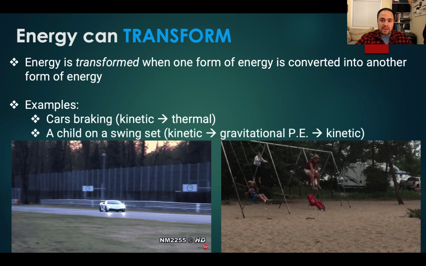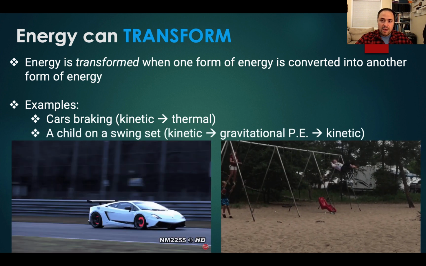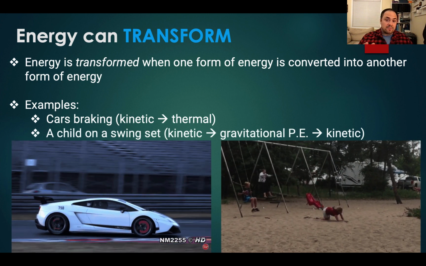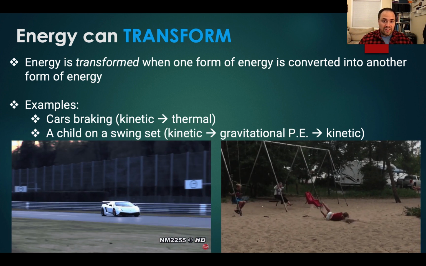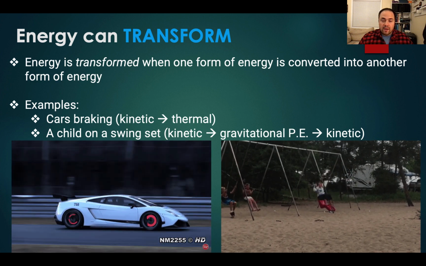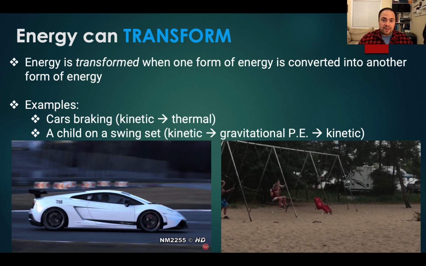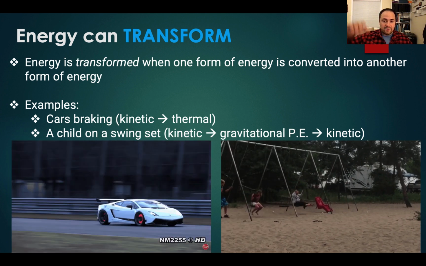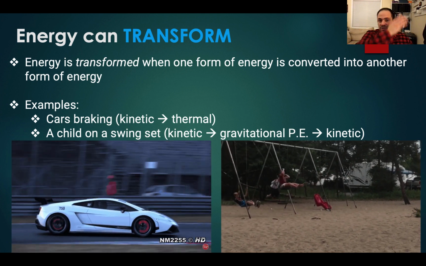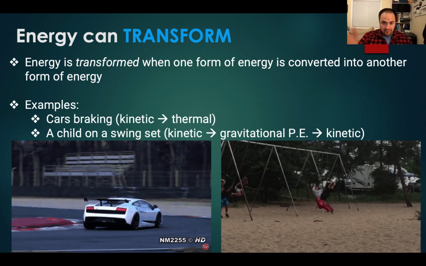Another example would be a person on a swing. They have a lot of kinetic energy at the bottom of the swing, but as they start to climb, they start to slow down. They're losing kinetic energy. Where's it going? It is actually transforming into gravitational potential energy as they start going higher and higher into the swing. And this repeats over and over as they swing back and forth.